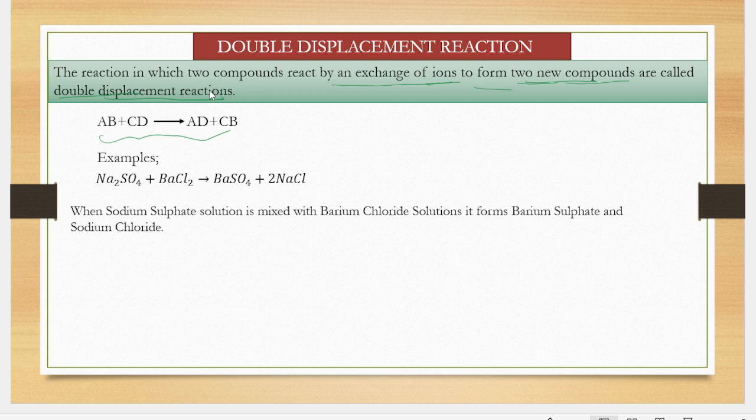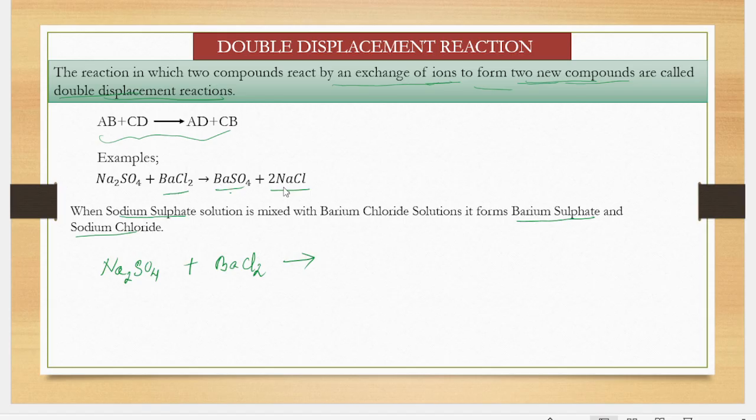For example, you can see sodium sulfate, Na2SO4. Sodium sulfate solution is mixed with barium chloride, BaCl2, and it forms barium sulfate and sodium chloride. This is the barium sulfate and sodium chloride. Again, I'm repeating: sodium sulfate solution is mixed with barium chloride and it forms barium sulfate and sodium chloride.